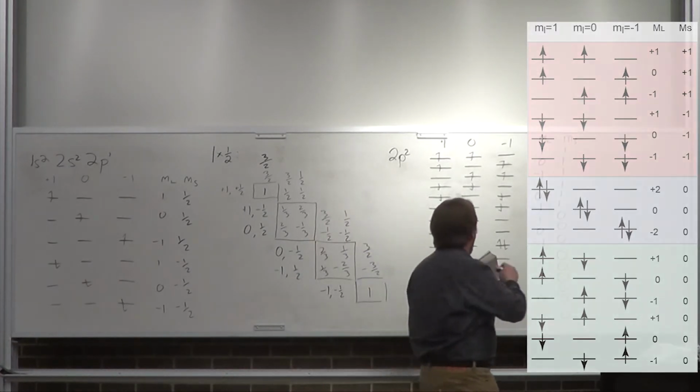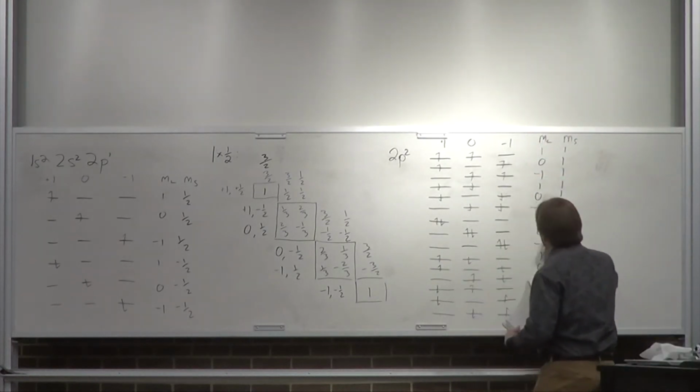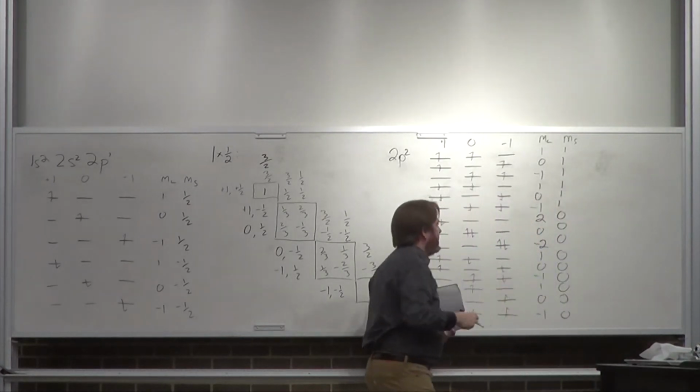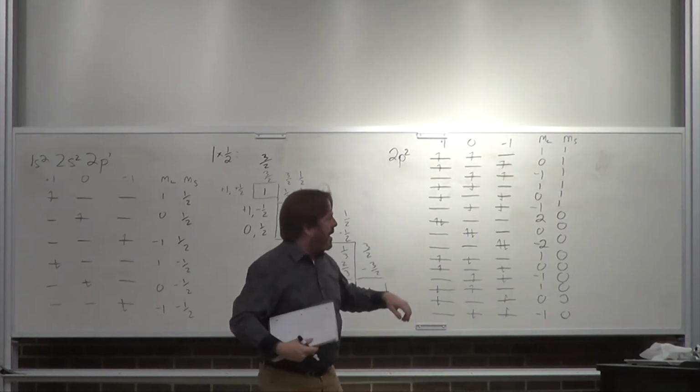Oh, I wrote this wrong. This is 2. Oops. That's minus 2. Okay. I see an M sub L. So you see I've added up the M sub L's and the M sub S's.